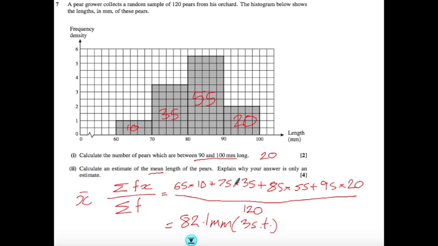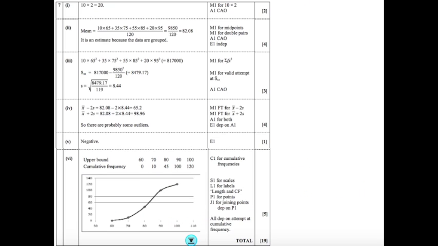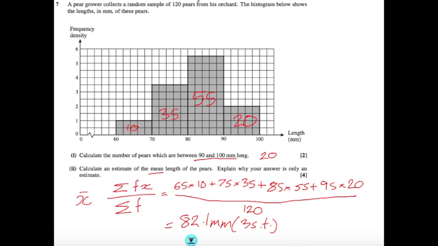And then explain why your answer is only an estimate. Well, because this is all grouped data, we can't give an exact value because we don't know the exact length of all the different pears. So you get a mark for using the midpoints, a mark for the double pears, which I assume means these things multiplied together, and then you get a mark for 82.08, and then this is 1 mark as well. Okay, good.